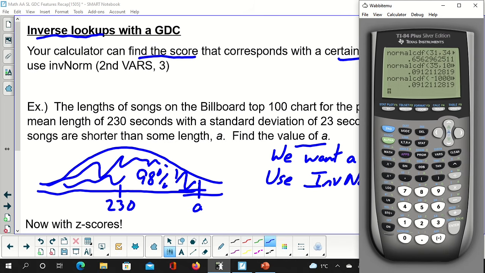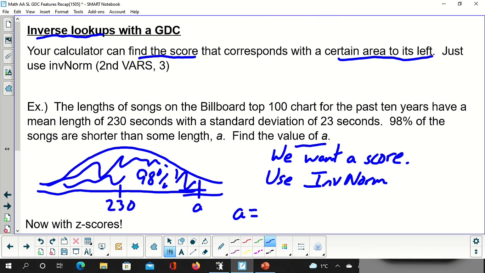So I'm going to go second, vars. I'm going to choose, this time, inverse norm. I'm going to tell it I'm talking about an area of 98%, so that would be 0.98. The mean here is 230. The standard deviation is 23. And I just hit enter. And it tells me that A is going to be 277 seconds.